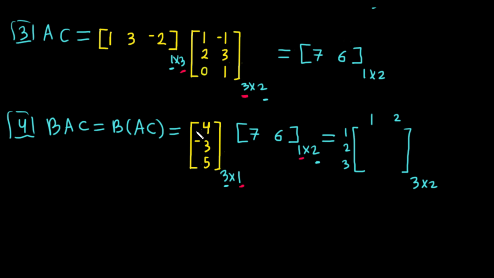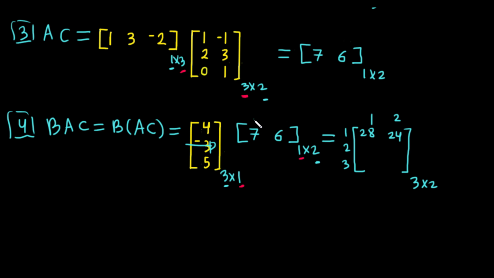3 by 2. Now we have to multiply first row with the first column. So 4 multiplied by 7, which is 28. Now first row with second column, we will put it here. So 4 multiplied by 6, which is 24.